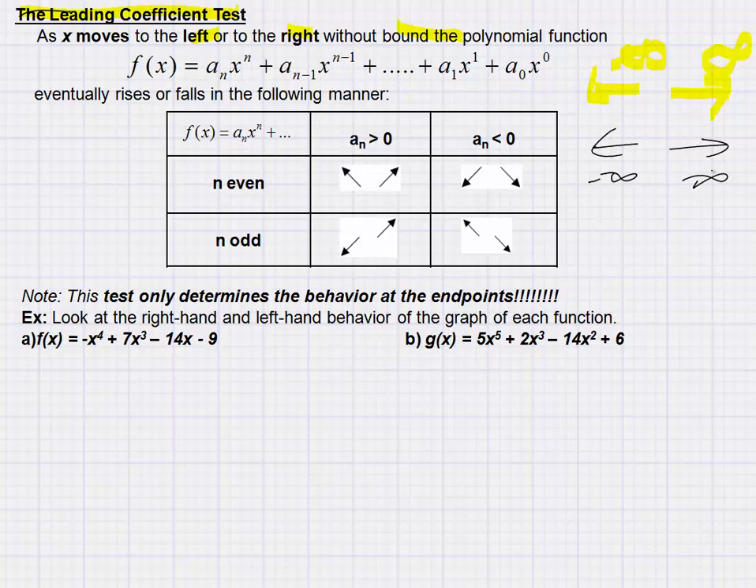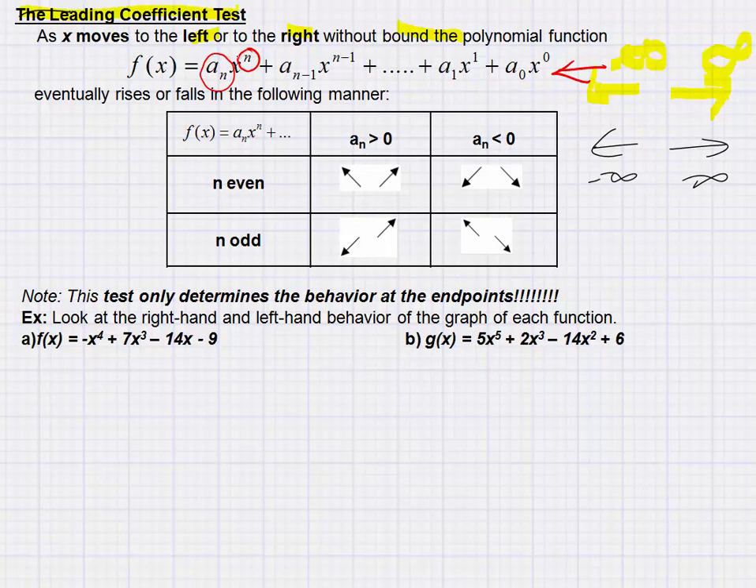What happens to the graph is based off of this thing called the leading coefficient test. Now, in the leading coefficient test, there are 2 components that you look at. Here's a general form polynomial. So when you look at this general form polynomial, we talked about the degree, and the degree is this highest power. But there's also something called the leading coefficient, and the leading coefficient is the coefficient in front of that highest power variable, in this case a sub n.